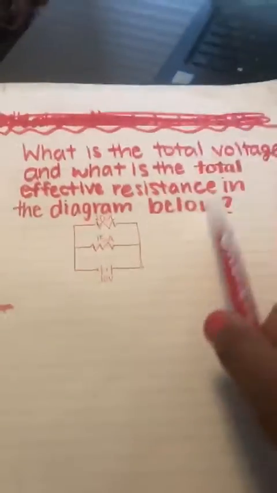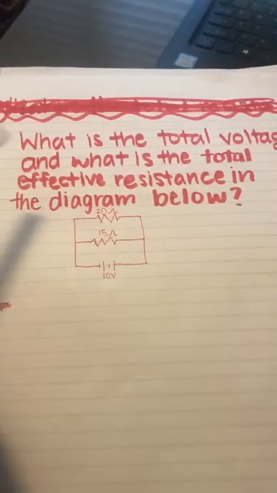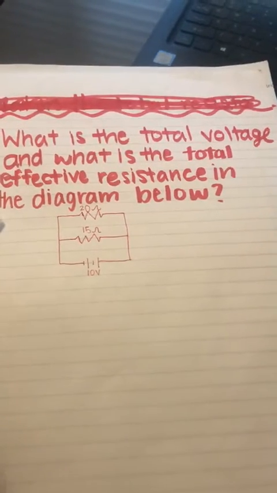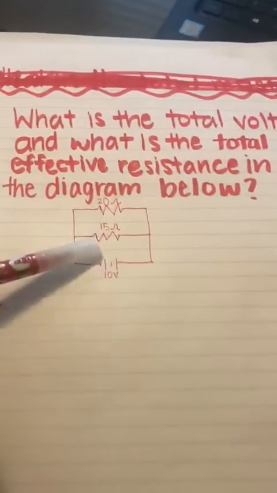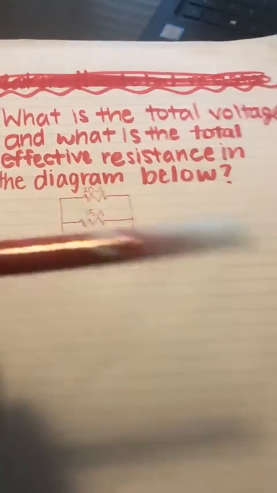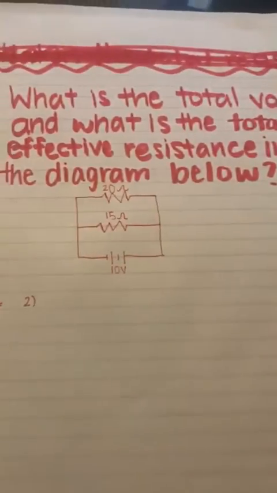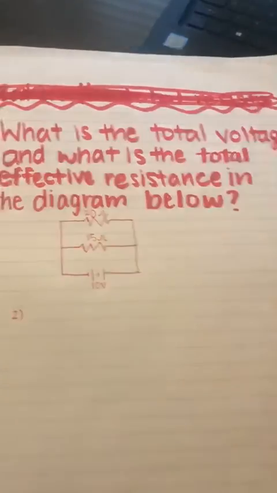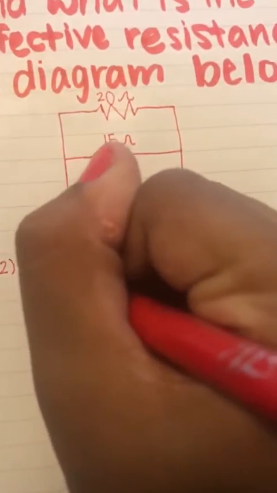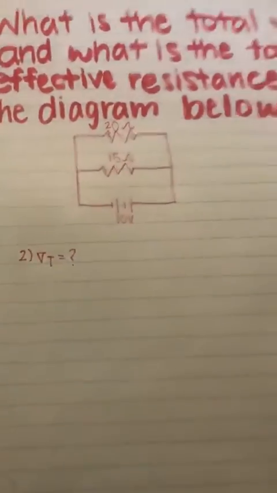So today we're going to be solving this problem, which asks us, what is the total voltage and what is the total effective resistance in the diagram below? And since this is kind of already our step 1, we can just go ahead and move into step 2. So first it's asking what the total voltage is. So we're going to put VT is equal to question mark because we don't know what that is yet.